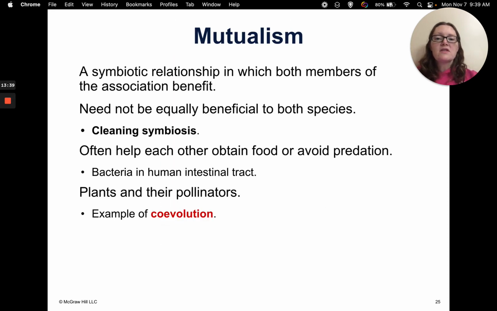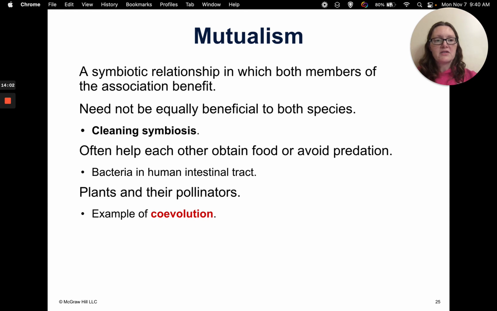So mutualism is when both are getting a benefit. And again, the egret and the cattle were a good example of that. The cleaning symbiosis is a good example. Bacteria in the human intestinal tract, that's a great benefit for us. The bacteria get food and we get our food digested. So that is a good example of mutualism.